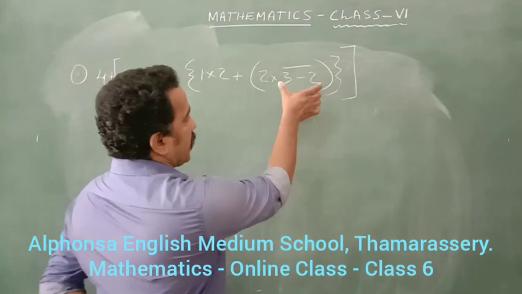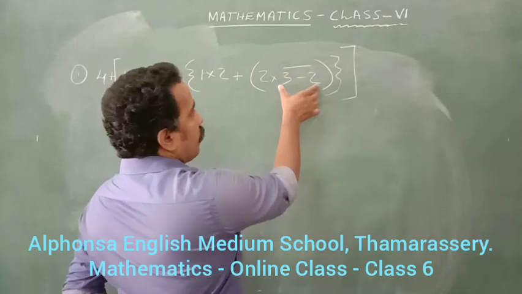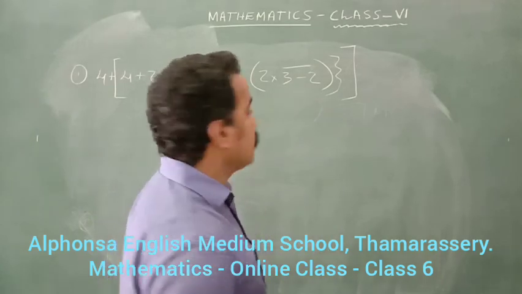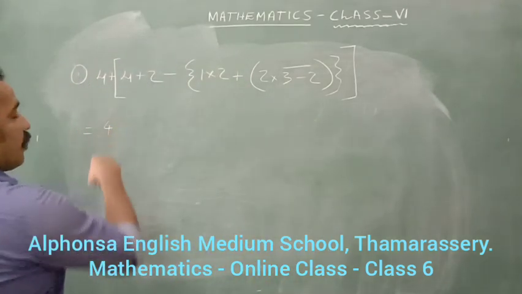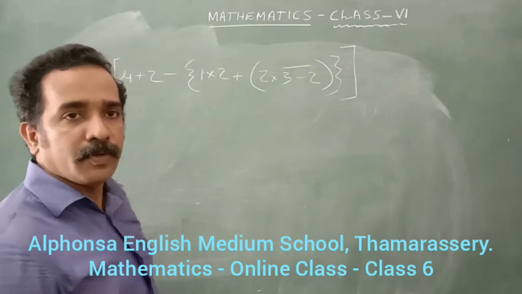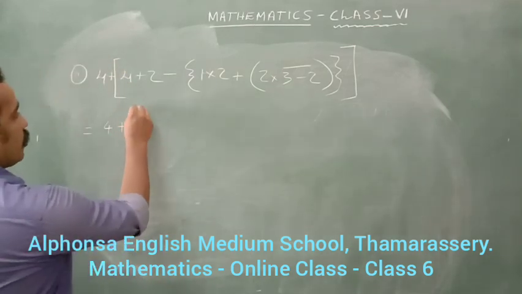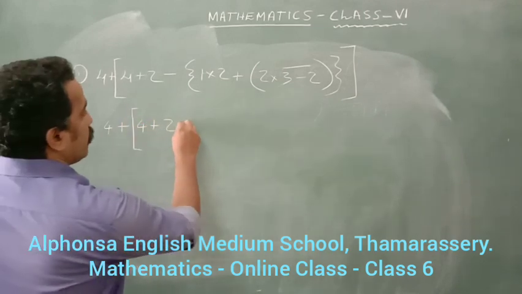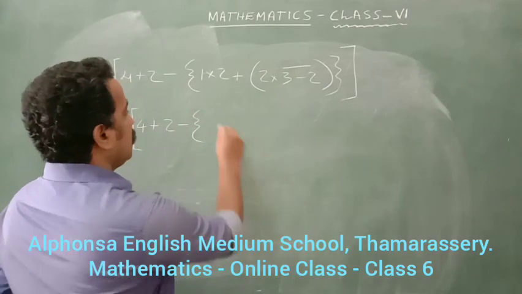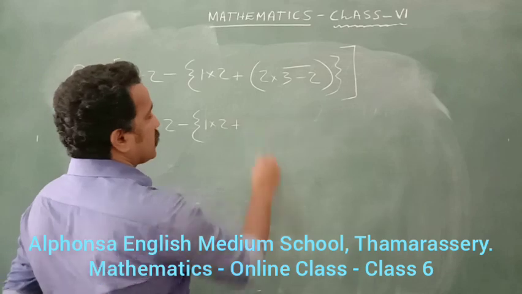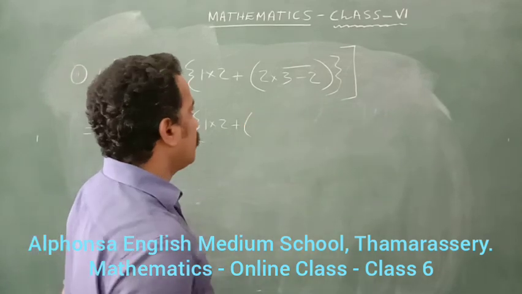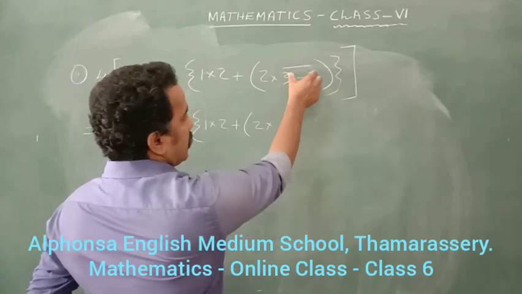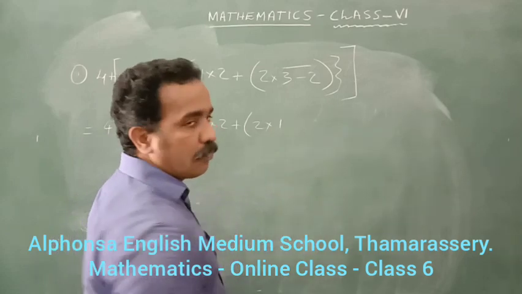First, look at the innermost bracket, the line bracket, the vinculum. What is under this line bracket? You find out the answer of that first. So, next step: in one step, one calculation you will do. In that way, we can simplify. The remaining all you can keep the same. 4 plus 2 minus, the curly bracket is not changing, 1 into 2 plus, this bracket is still there, 2 into, remove this bracket, that is, do what is under this, 3 minus 2, it will be 1.